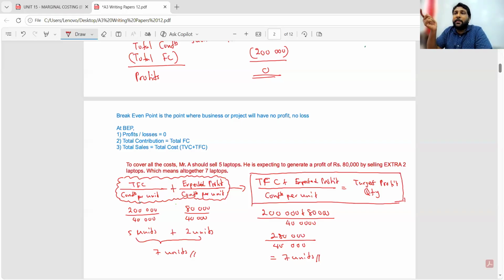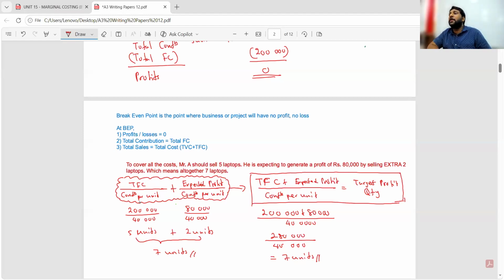How to calculate it, people? Total fixed cost plus the target profit, or the expected profit, divided by the contribution per unit. But again, people, here also you have the same problem. You don't tell your salesman, come here, you sell 7 units. Why is that? If you tell him 7 units, what will he do? He will sell 7 units, each unit for 90,000.